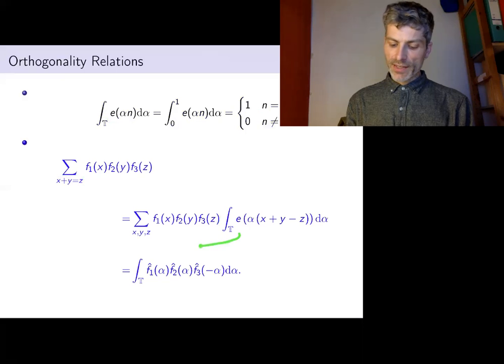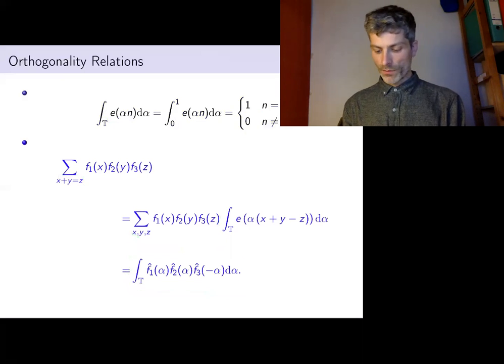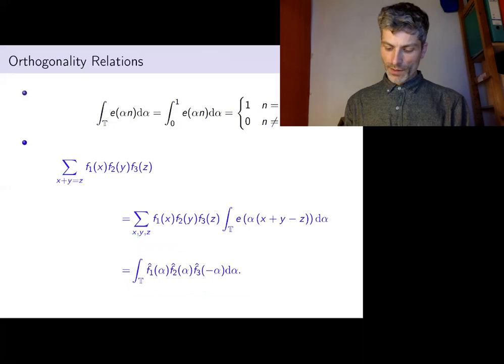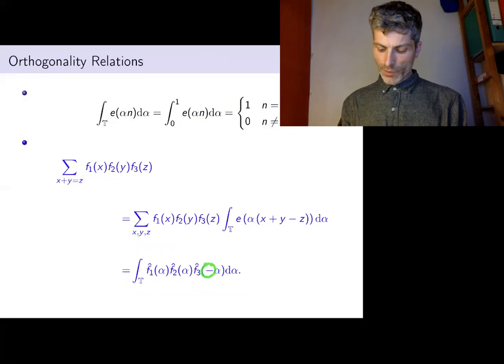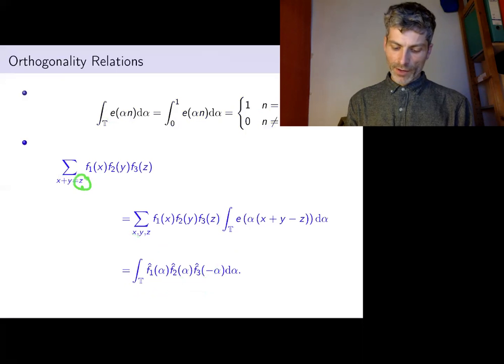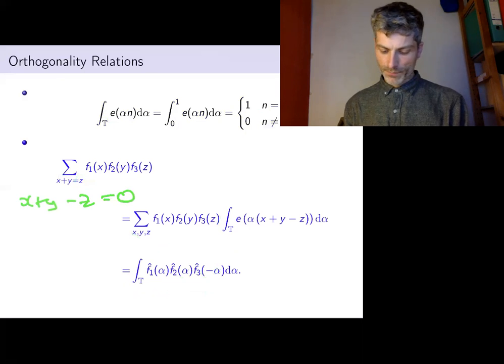Now integration is linear, so we can take it to the outside of this sum, and you obtain an integral over the Fourier transforms of each of our individual functions. Now one of them has a twisted coefficient, a coefficient of -1 of the frequency, and that comes about from the fact that the z variable here appears on the other side. So we're analysing the equation x plus y minus z is equal to 0.